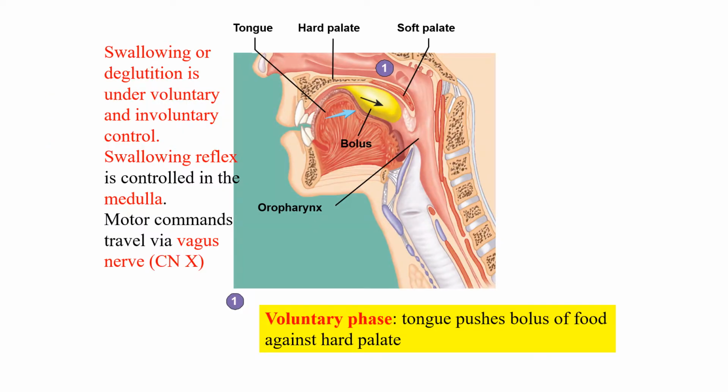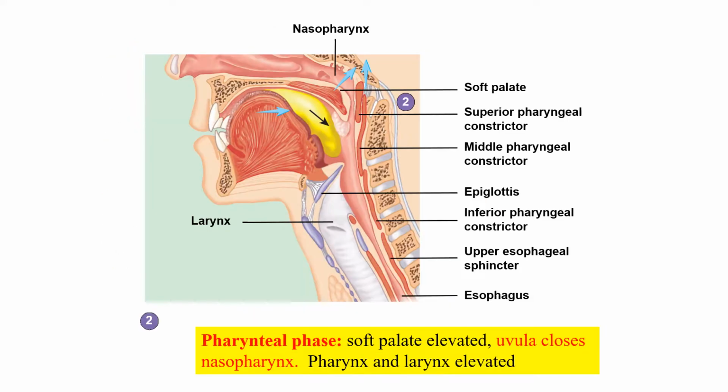The process of deglutition can be explained in 3 phases. The voluntary phase takes place when food is in the oral cavity and is worked on by the tongue, the palate, and the actions of saliva. The tongue pushes the bolus of food against the hard palate. This action moves the food into the pharyngeal phase. As the food is moved into the pharynx, the uvula will close, preventing the food from diverting into the nasal cavity.